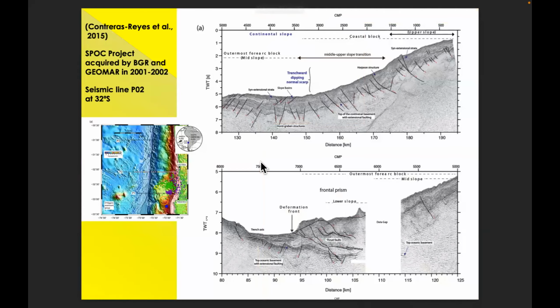Another example is Central Chile at 32 degrees, the same study area of the subduction. And here we can see the subsidence of the forearc basin near the trench, mainly because of subduction erosion.